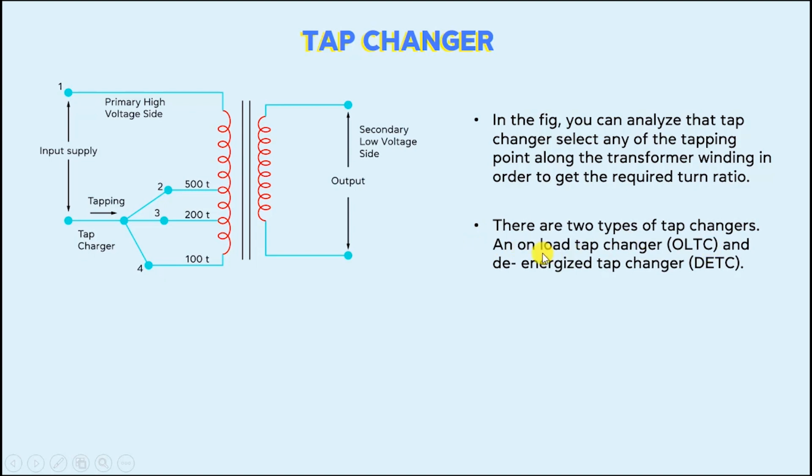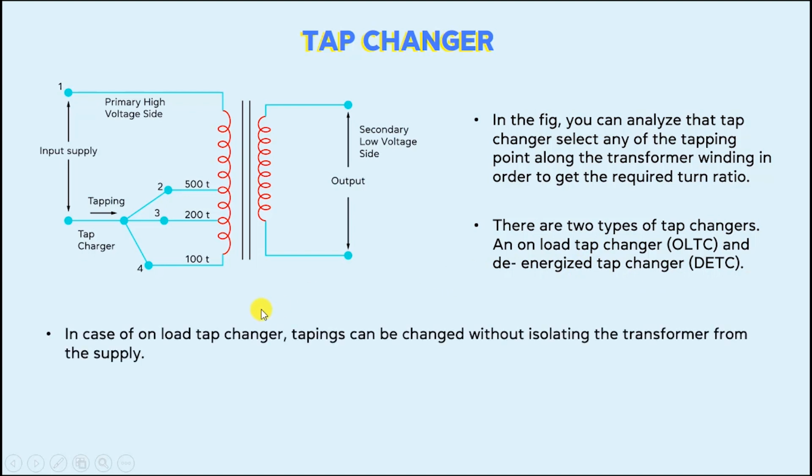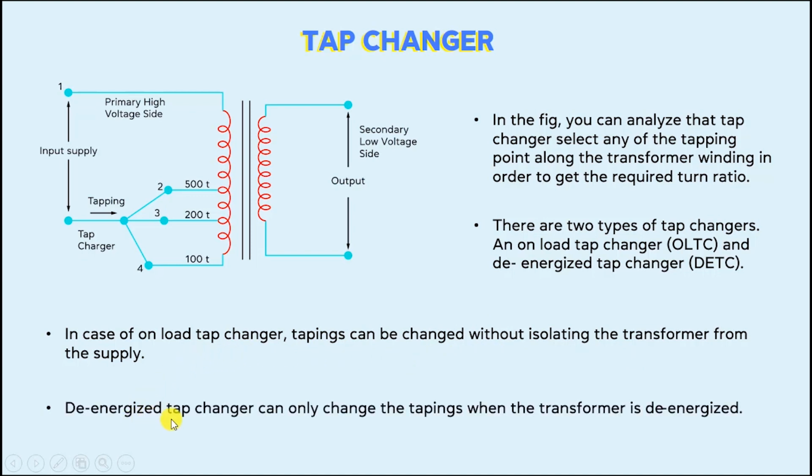There are two types of tap changers, the on-load tap changer and the de-energized tap changer. In the case of the on-load tap changer, tappings can be changed without isolating the transformer from the supply. In the case of de-energized tap changers, it can change the tappings only when the transformer is de-energized. So in the case of a de-energized tap changer, the transformer needs to be cut off from the supply. So basically, tap changers are used to achieve the desired voltage at the output of a transformer.